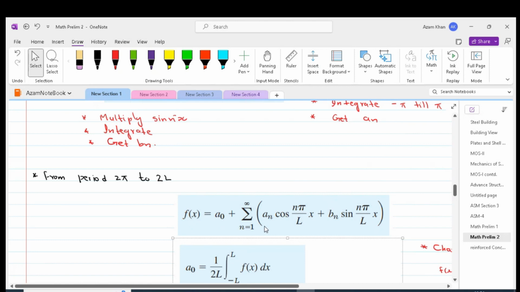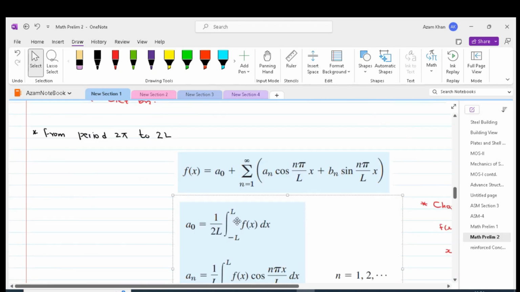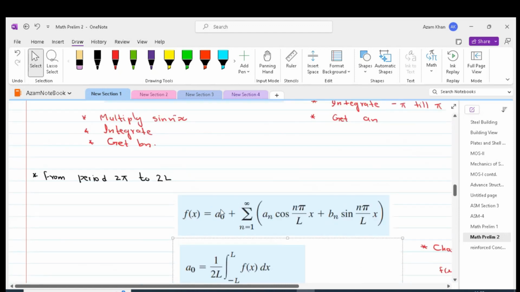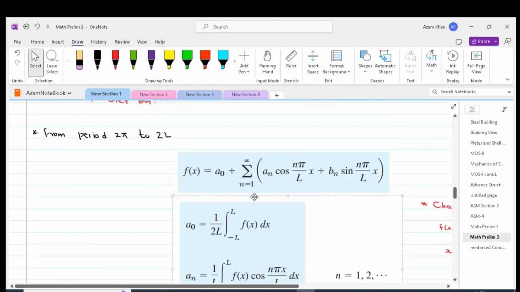So essentially, we have changed from period 2 pi to any period 2L. And this generic equation will be used in our structure mechanics. The form of Fourier series which we have discussed so far is called the long form. We can also reduce our Fourier series to short forms. So instead of taking both the cosine and sine terms, we can also take the cosine term or the sine term. This is a simplification done for the ease of our calculation.